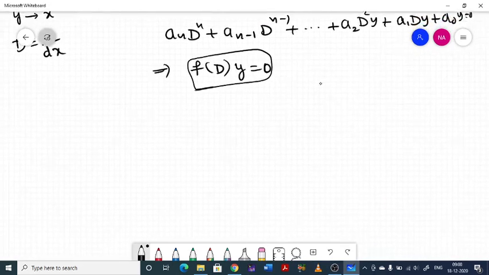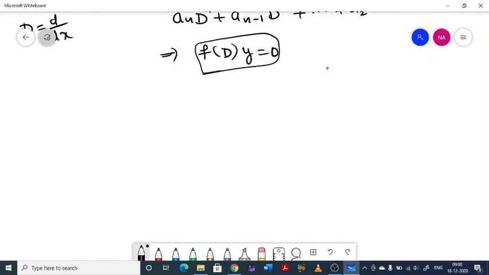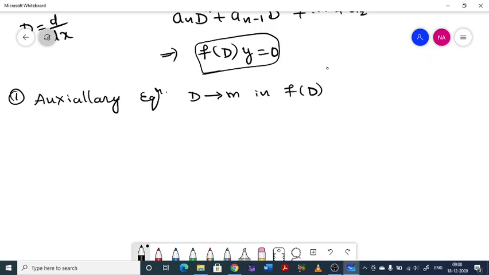Now, to solve this homogeneous differential equation, the first step is to write the auxiliary equation. How to write the auxiliary equation? Replace D by m in f of D. That means you will get f of m equal to 0. Replace D by m in f of D, then equate that to 0. You get f of m equal to 0. This is called the auxiliary equation. Now solve this auxiliary equation.